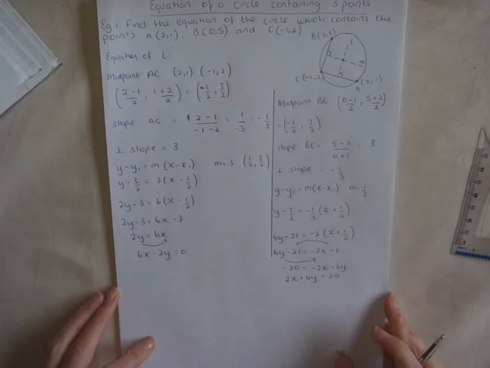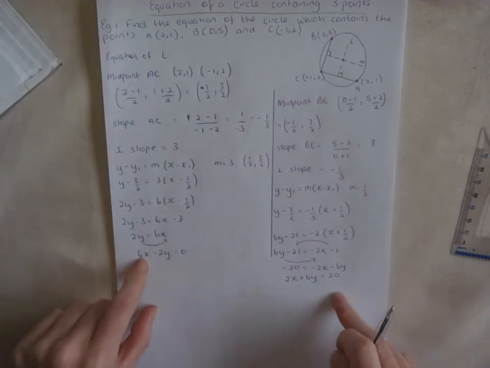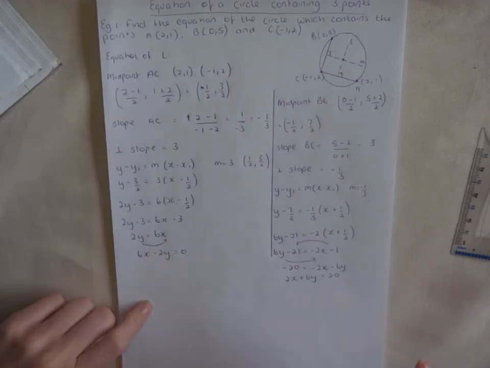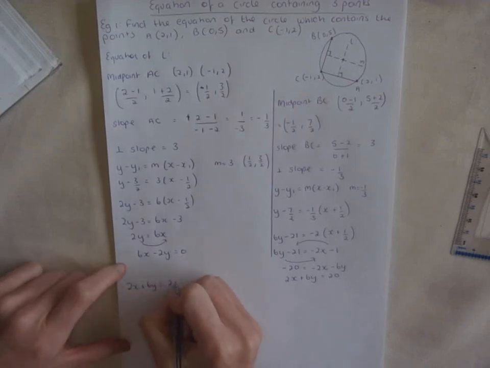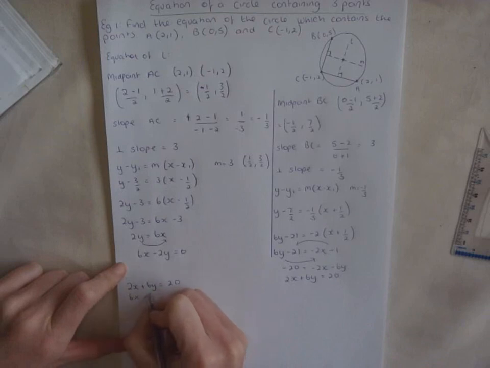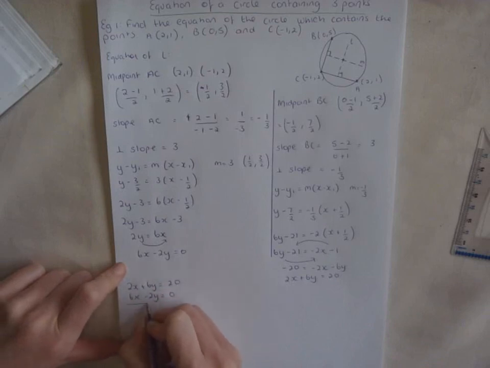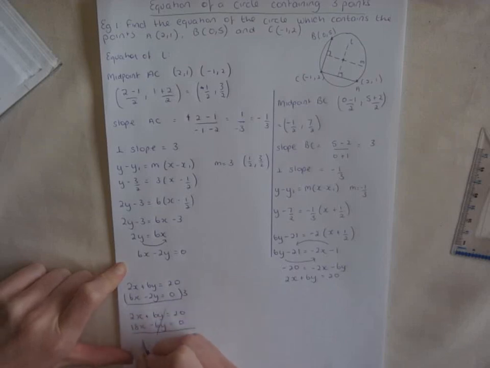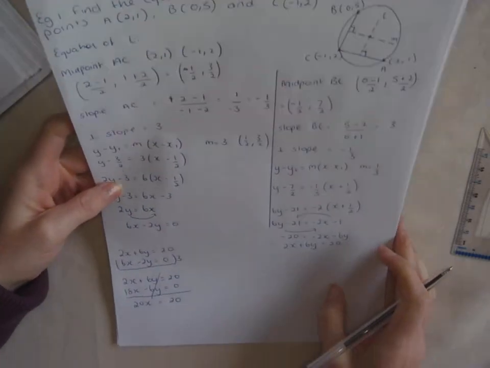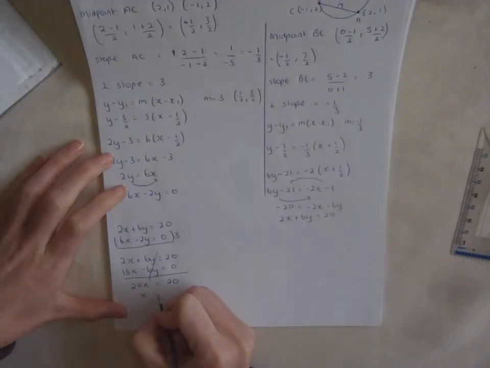Now I'm looking for the point of intersection of L and M. So I'm just going to do simultaneous equations here. 2x plus 6y is 20, and then 6x minus 2y is 0. I'm going to multiply the bottom line by 3. Okay, so 2x plus 6y is 20, and then 18x minus 6y is 0. They cancel. 20x is 20. So then we have x is 1.